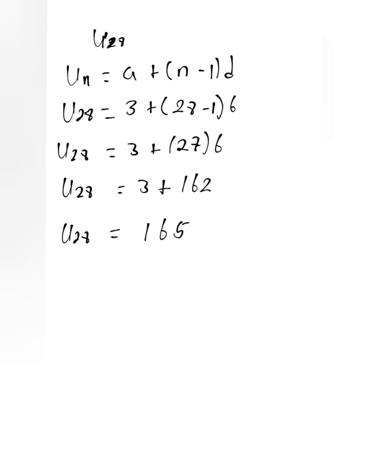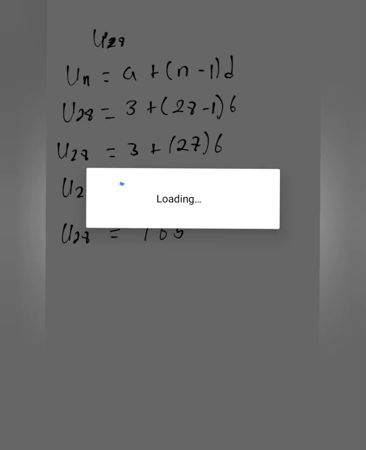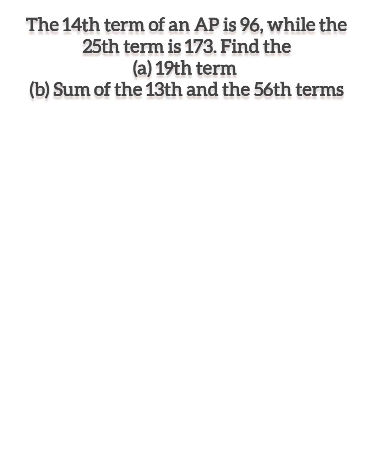Now let's move over to question number 3. In question number 3, the 14th term of an AP is 96, while the 25th term is 173. Find the 19th term, and the sum of the 13th and 56th term. So U14 is equal to 96 and U25 is equal to 173 from the question. Hence, from these two pieces of information, we can find the first term. We can also find the common difference.